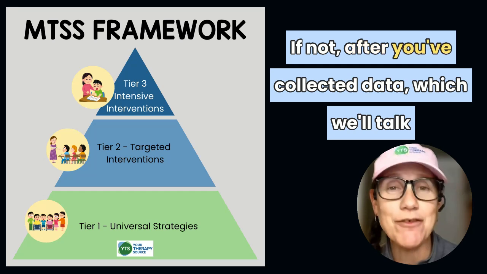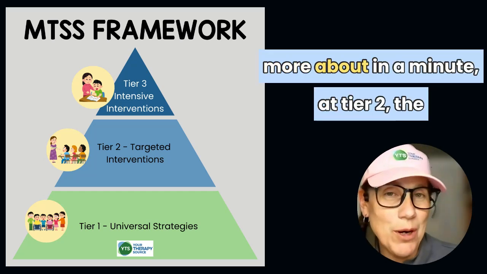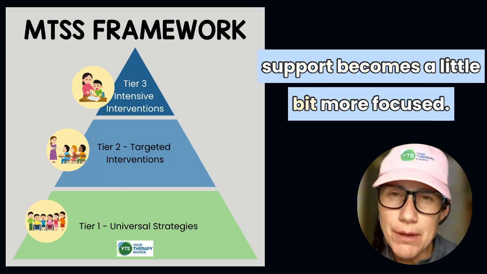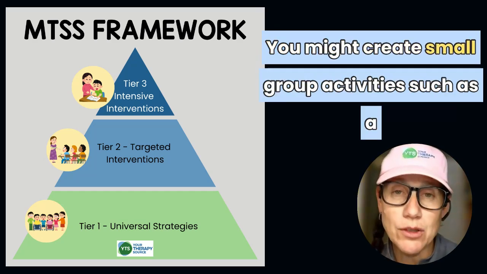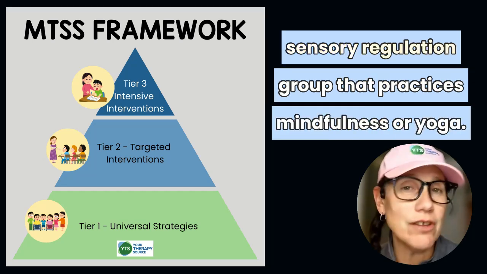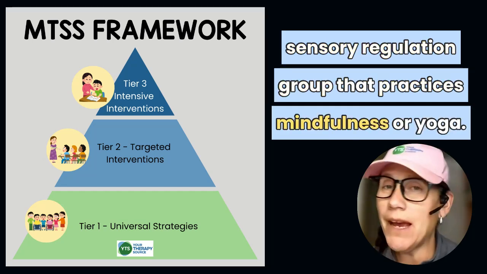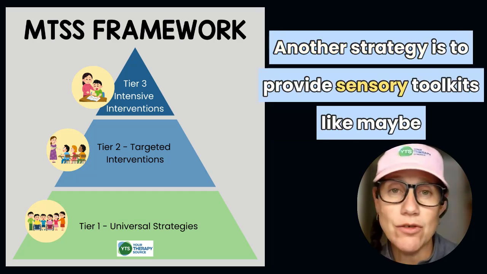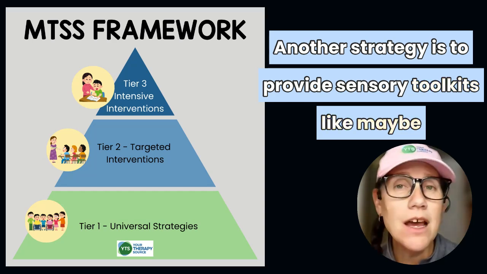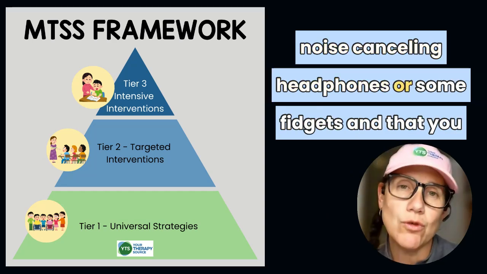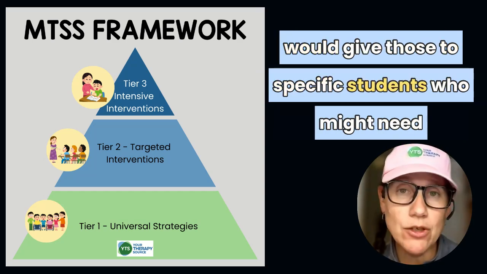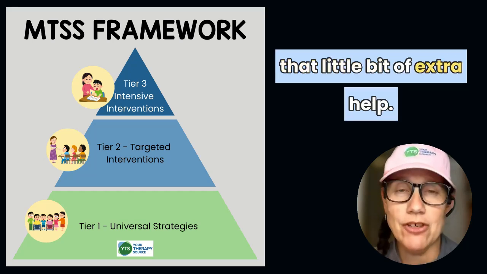If not, after you've collected data, which we'll talk more about in a minute, at Tier 2, the support becomes a little bit more focused. You might create small group activities, such as a sensory regulation group that practices mindfulness or yoga. Another strategy is to provide sensory toolkits, like maybe noise canceling headphones or some fidgets. And that you would give those to specific students who might need that little bit of extra help.